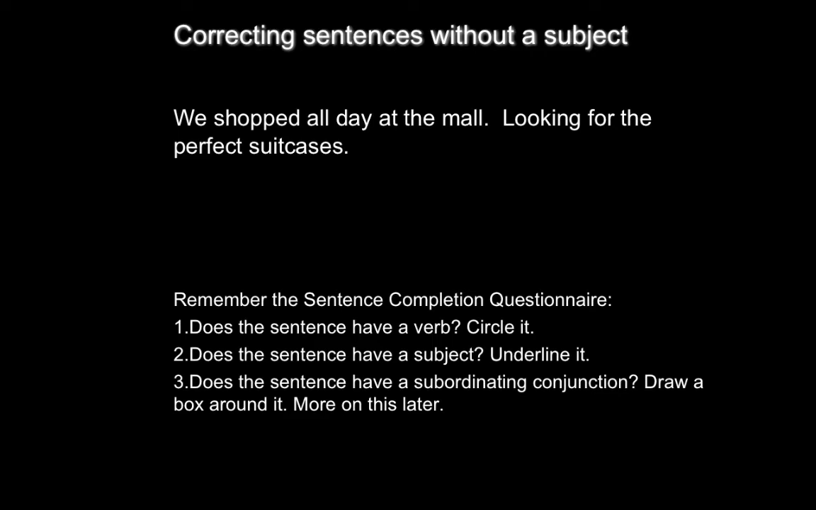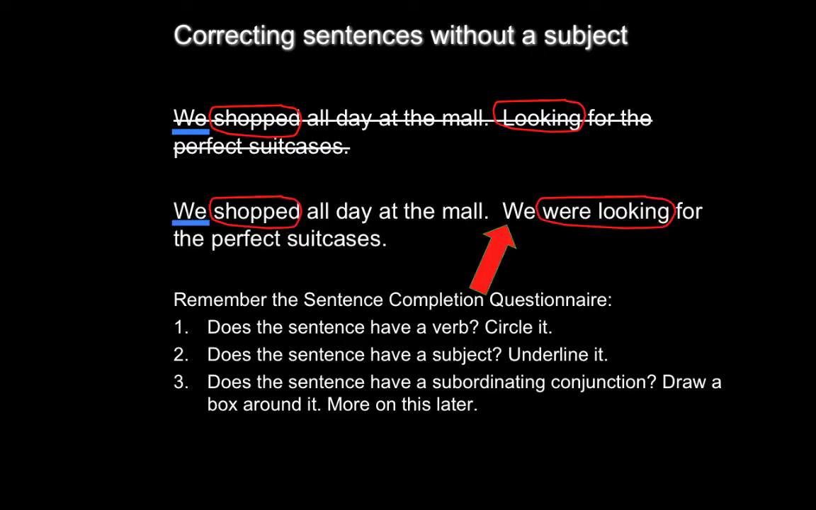Returning to our steps to identify sentence fragments, if we look for and circle our verb, we see that there are two verbs here, shopped and looking. Moving on to our second step, we see that the first sentence has a subject, we, which tells who did the shopping. But the second sentence does not have a subject, which tells who did the looking, making the second sentence a sentence fragment. To correct the sentence, we can simply add the subject we to the second sentence, making it correct.